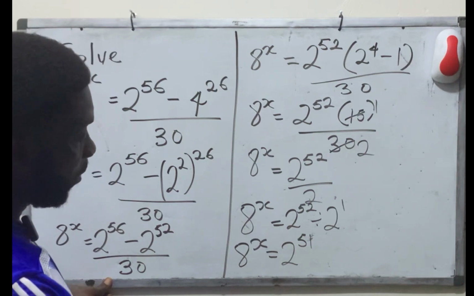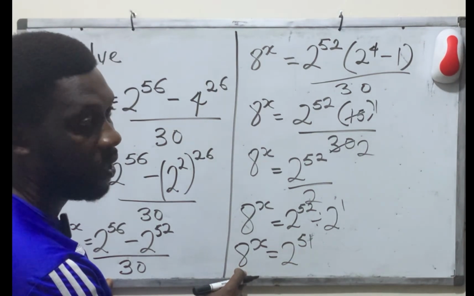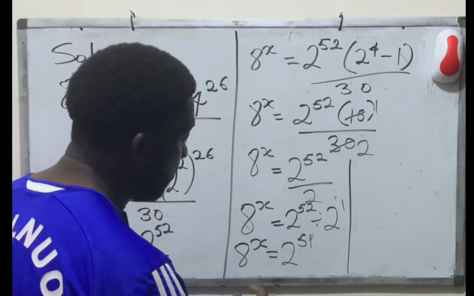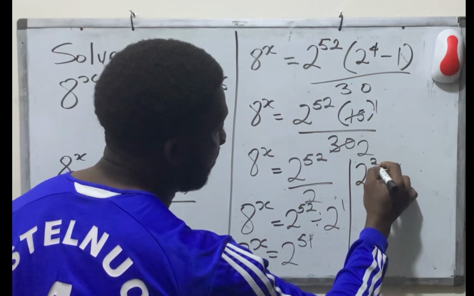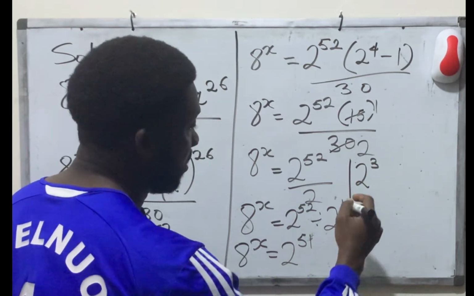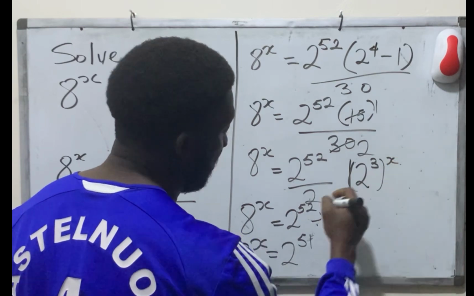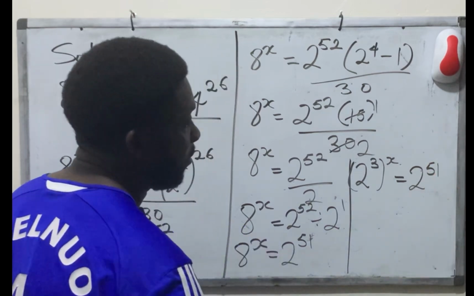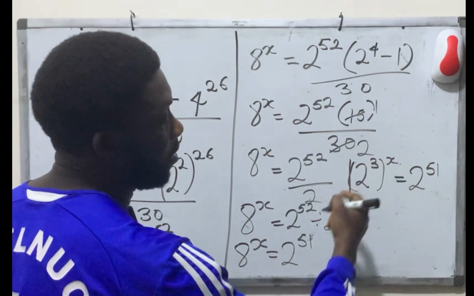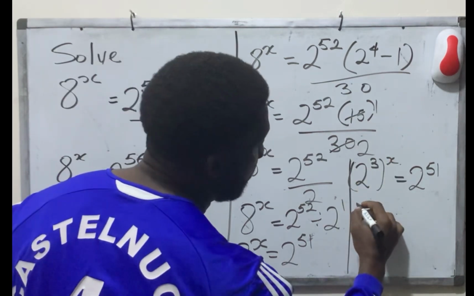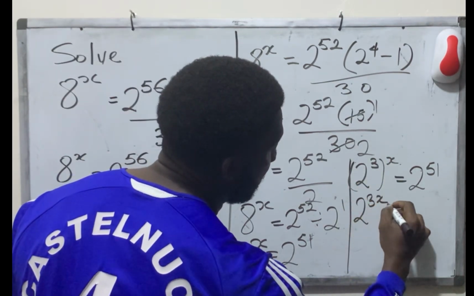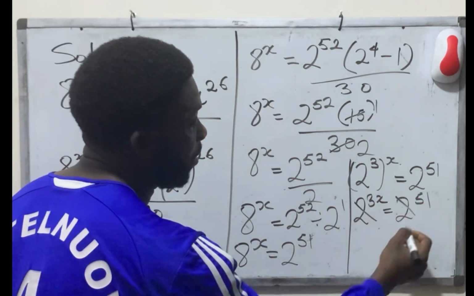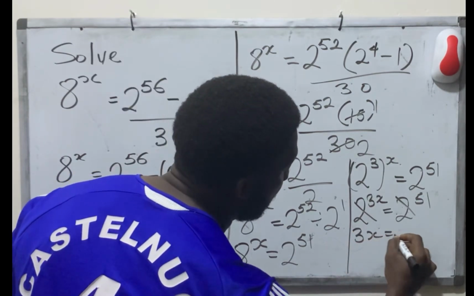Now we can see we have base 2 here, and 8 can be converted to base 2. If we convert 8 to base 2, we have 2 raised to power 3, that is 2 times 2, 4, times 2, 8. In bracket, raised to x, is equal to 2 raised to power 51. We multiply the powers, that's 3 times x. So we have 2 raised to power 3x is equal to 2 raised to power 51. We have the same base, so we cancel out the base and equate the powers. That is 3x is equal to 51.